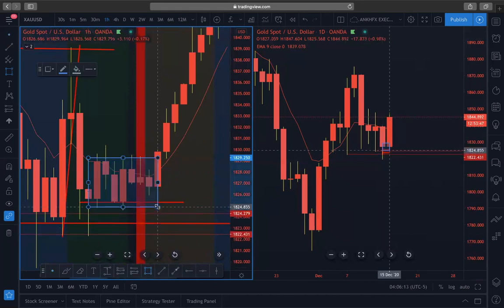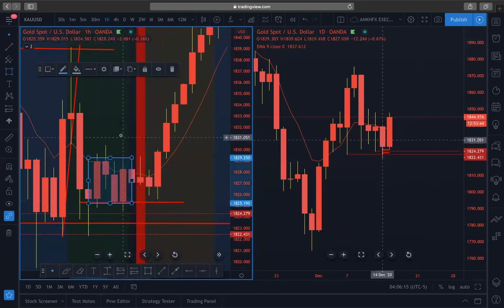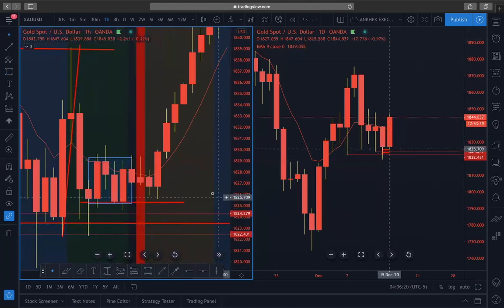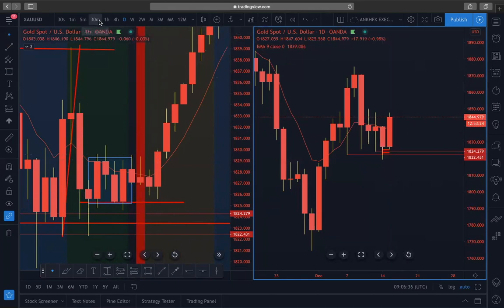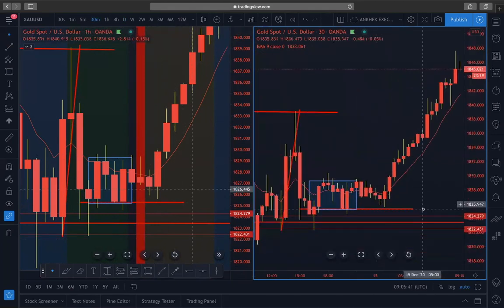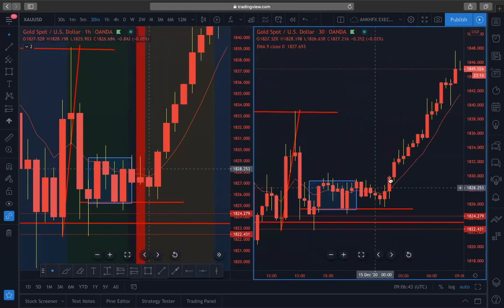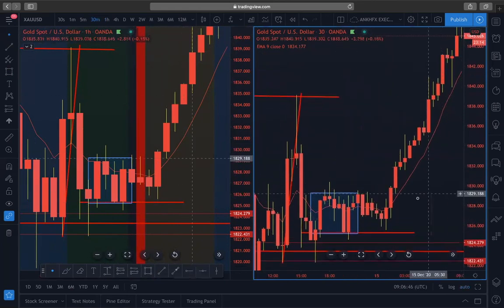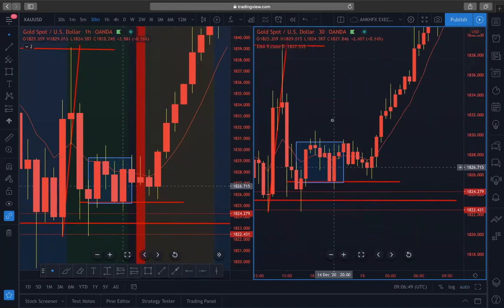Market was basically ranging around this set of prices, between 1830 and 1826 or 1825, let's say. Good. However, market closed, market opened, and then Asian opened. You can see that even during the Asian Open, we got 30 minutes on the right now, so we see more details inside these hourly candles.